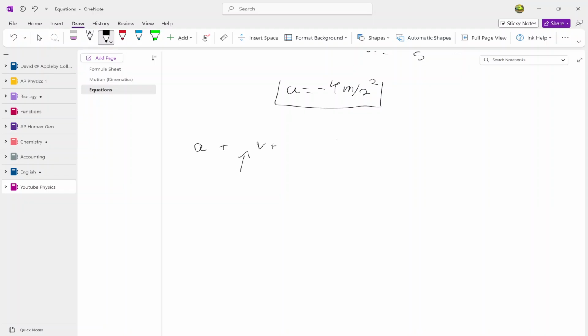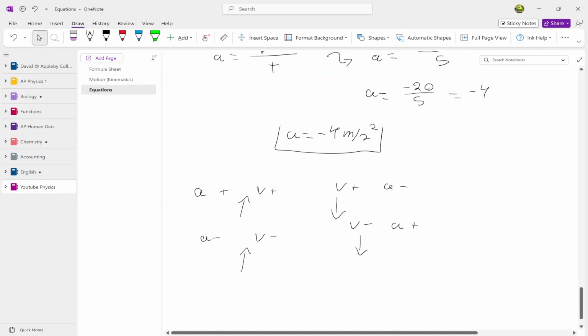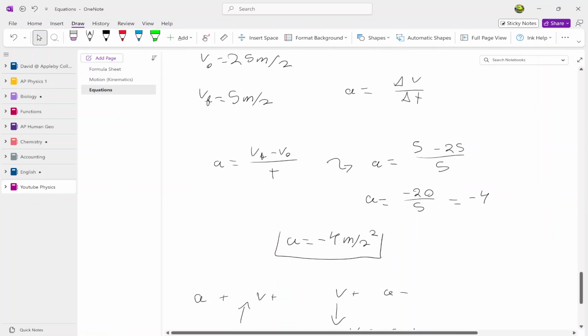So let's say velocity is positive, a is negative, velocity will go down. There you go. All right. So if they have the same signs, velocity will go up. If they have opposite signs, velocity will go down. Okay.